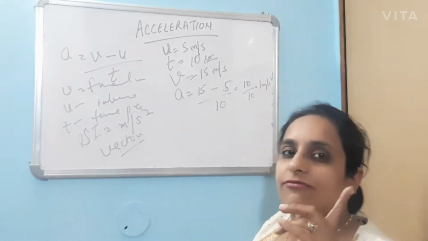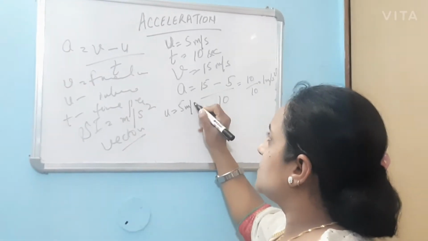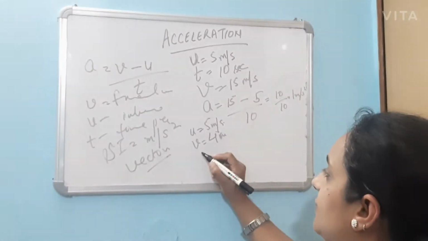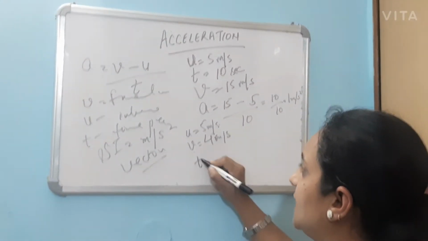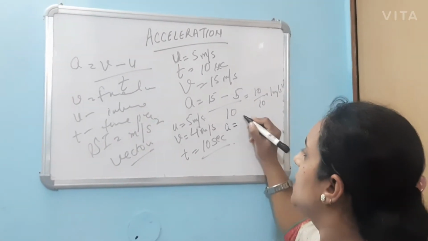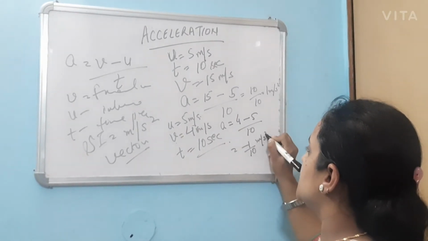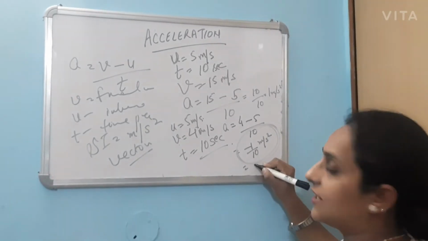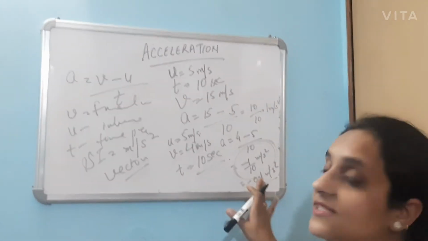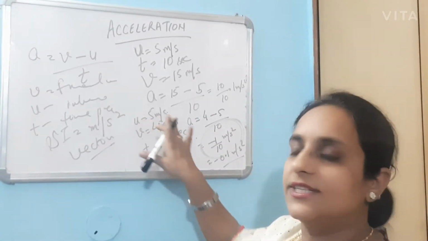But if the final velocity is less than the initial velocity, I'll give you an example. Initial speed is again 5 meter per second. Final speed comes at 4 meter per second at a time period again of 10 seconds. Now what is the acceleration? We'll put the values. It is 4 minus 5 upon 10, which comes out to be minus 1 upon 10, or we can write it as minus 0.1 meter per second square. This denotes that the object is retarding because its final velocity is less than the initial velocity.